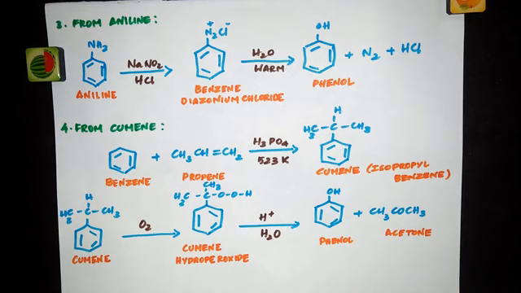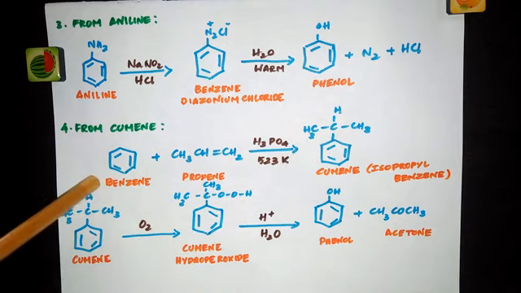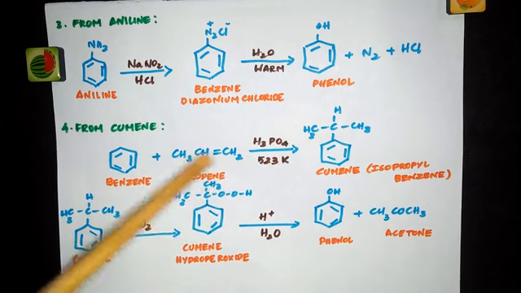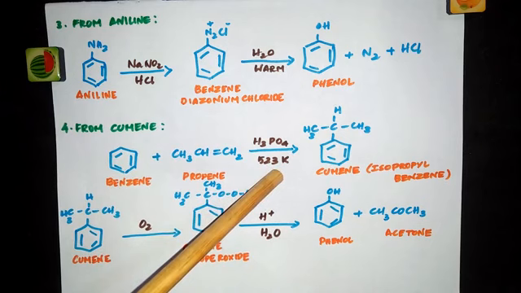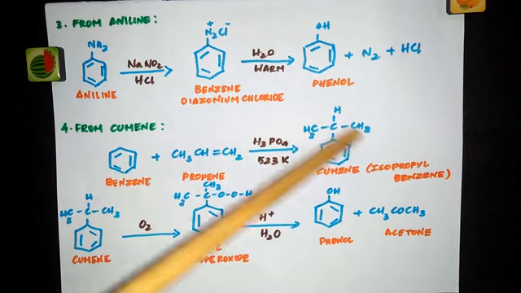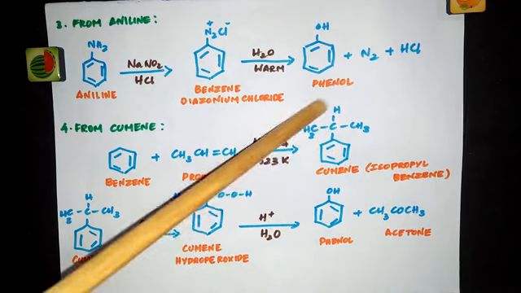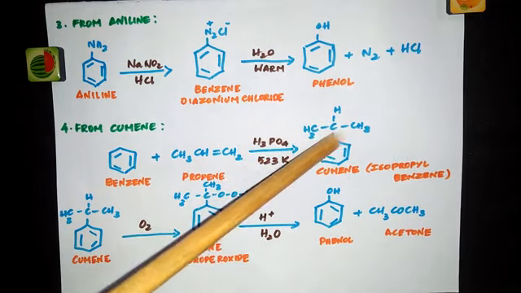Cumene is a hydrocarbon. First, let's see how to prepare this hydrocarbon from benzene. You know what a hydrocarbon is? It contains only carbon and hydrogen. So you take benzene and treat it with propene, or propylene, in the presence of H3PO4 at 523 Kelvin. What do you get? You get cumene. Cumene is nothing but isopropyl benzene. See, CH3, CH3, this is the isopropyl part and this is benzene. So what is cumene? Isopropyl benzene.